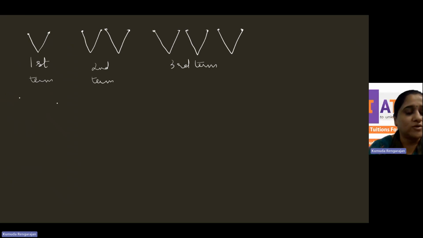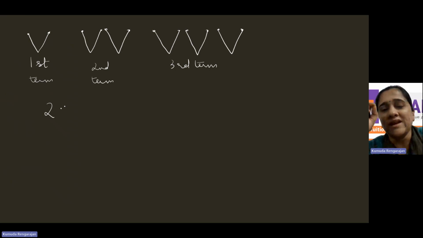So for one V you need two sticks. So for n V's, you will need 2n sticks, right? Where n represents a particular term of this pattern.